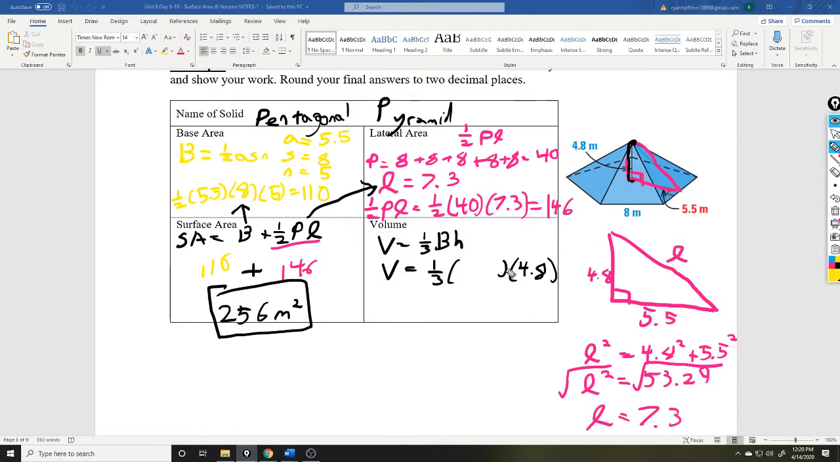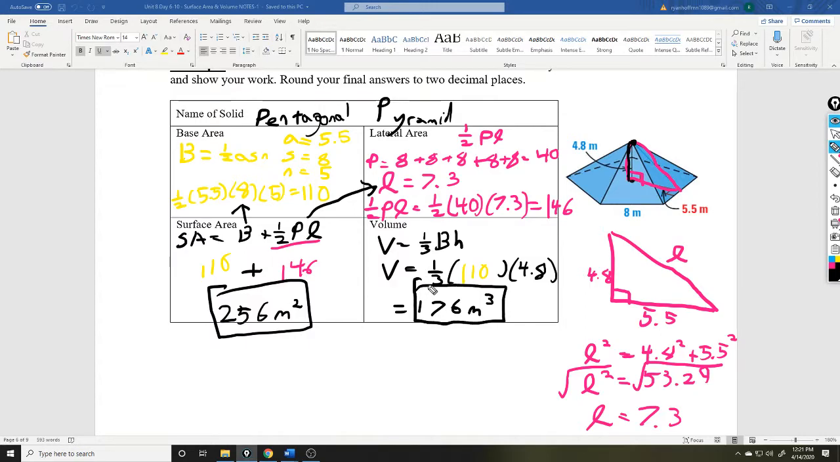And capital B, that's the area of the base. Well, we did it up here. It's 110. And that should give you 176. And since it's a volume, it should be in meters cubed. Meters cubed for volume. Meters squared for surface area because it's an area.